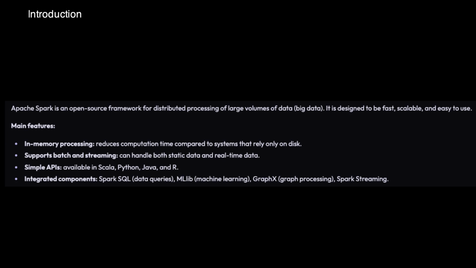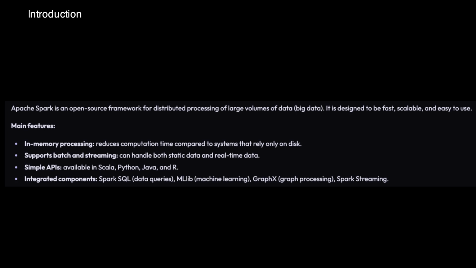Here is a list of some features. This is in-memory processing, and that's why it reduces computation time compared to systems that only rely on disk, like for example Hadoop. Spark supports batch and streaming. It is good because you can use the same technology for two different purposes.